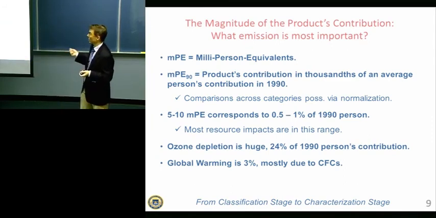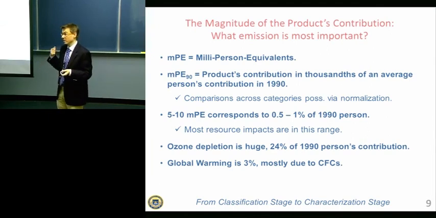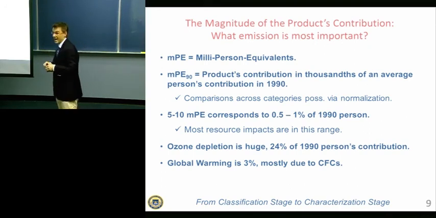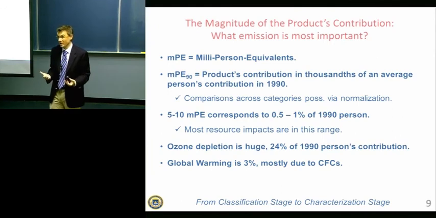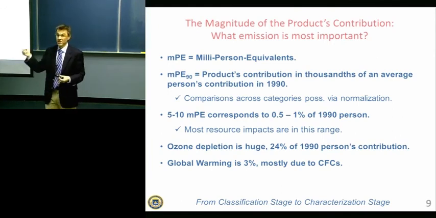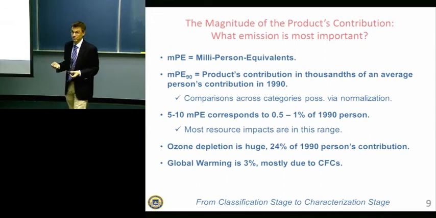Basically, for the person equivalent, they divide it by 1,000, and then they call it a milli-person equivalent. If they simply had divided it by 100, it would have been the fraction. But they chose not to do that. So 5 milli-person equivalents is 0.5%, and 10 milli-person equivalents is 1%. That would be 1% of the product life cycle's contribution relative to the average person's contribution in 1990. Now notice that the life cycle is not over 1 year, but the person equivalent is. So this is an annual emission in 1990 per person.